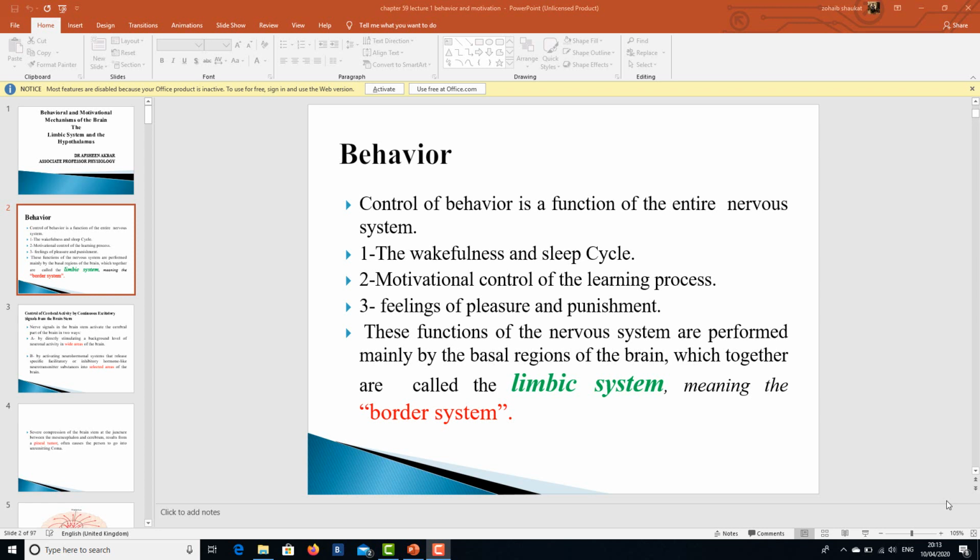So you can be asked about what are the functions of the border system. The functions of the border system are actually to control the behavior of a person. They are there for the learning process, for motivational feelings control, the feelings of pleasure, punishment. These all functions are being performed by the basal regions of the brain, and they are together known as the border system or the limbic system.